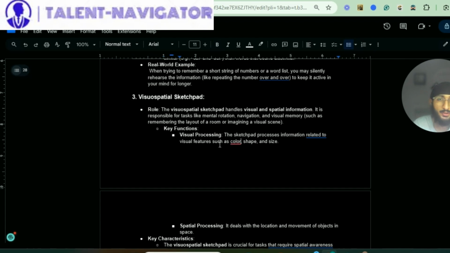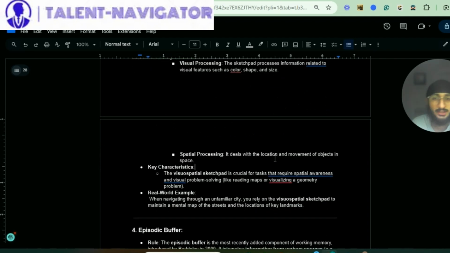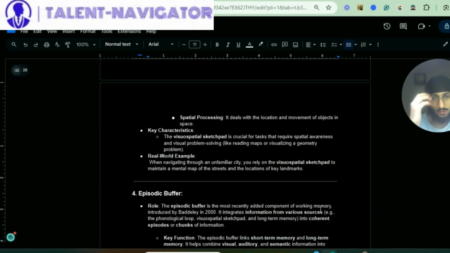Right. Key functions are basically visual processing. The sketchpad processes information related to visual features such as colors, shapes, and size. And spatial processing deals with the location and movement of objects in space. Characteristics: useful for spatial awareness and visual problem solving, like reading maps or visualizing a geometric problem. Now, when navigating through an unfamiliar city, you rely on the visuospatial sketchpad to maintain a mental map of the streets and the locations of key landmarks.